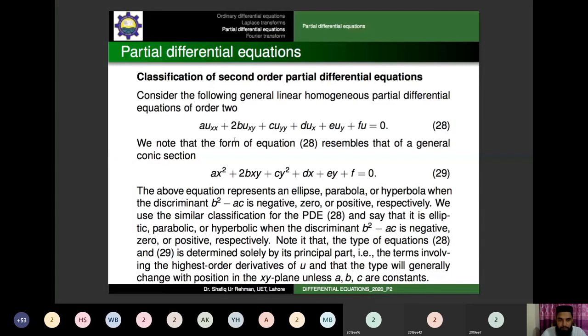If you remember from the previous lectures, we got an idea about partial differential equations. We found there different types of equations.